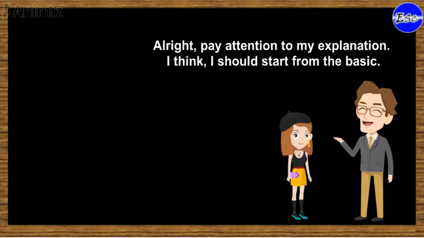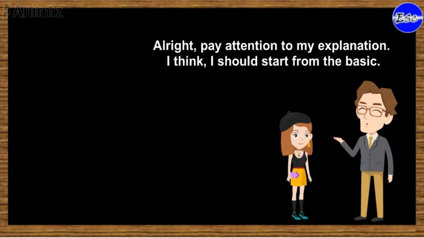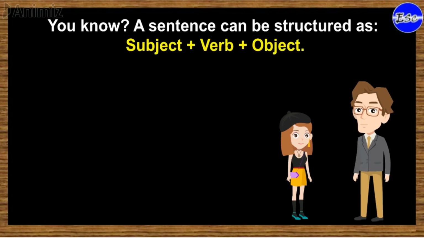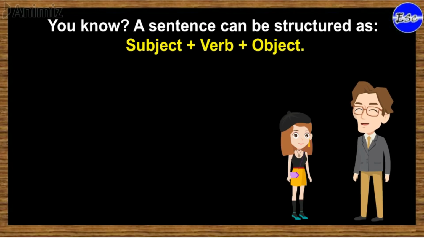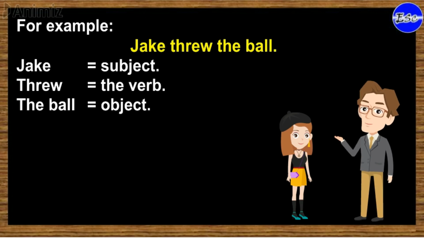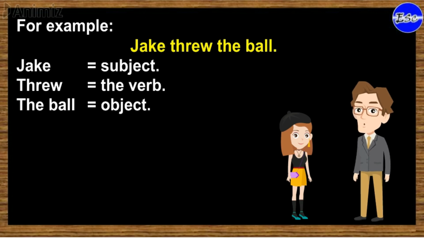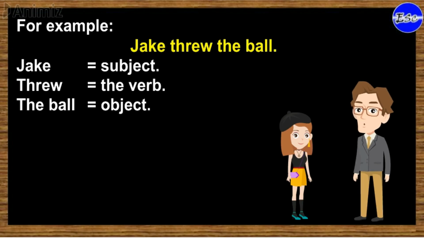Alright, pay attention to my explanation. I think I should start from the basic. You know, a sentence can be structured as subject plus verb plus object. For example, Jake threw the ball. Here, Jake is the subject. Threw is the verb. And the ball is the object.